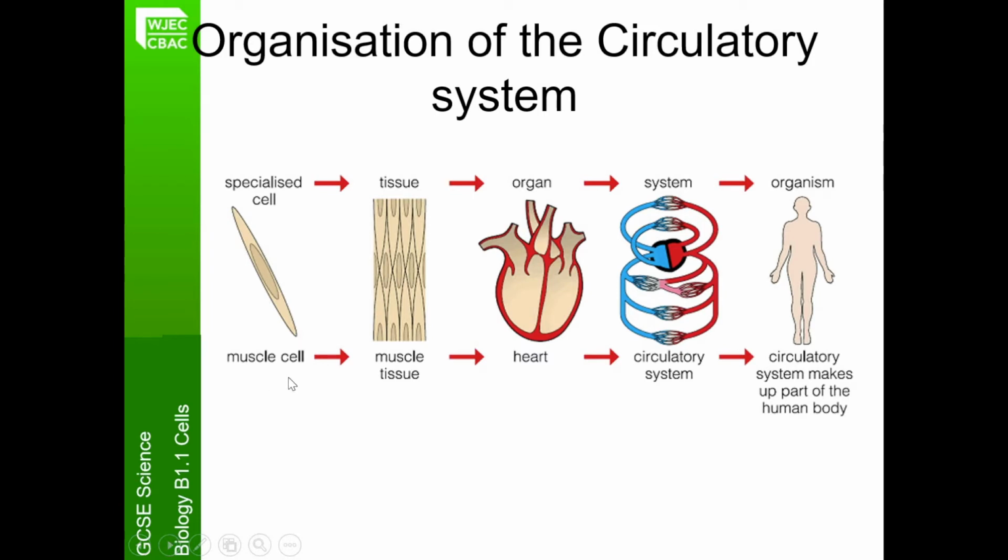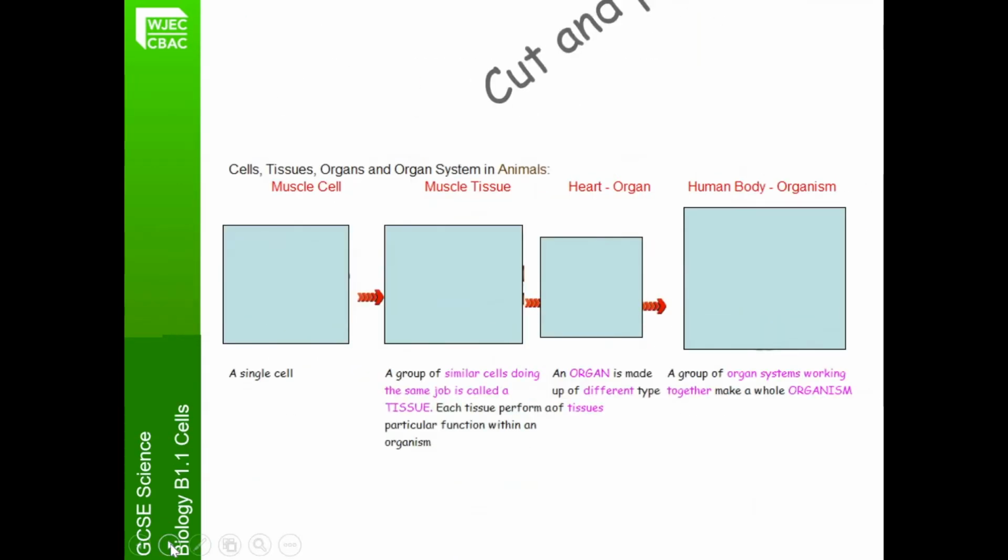And here we have the circulatory system explained again. Our muscle cell, muscle tissue, heart, circulatory system, and the whole organism. So it goes from the simplest to the most complex, in that direction.